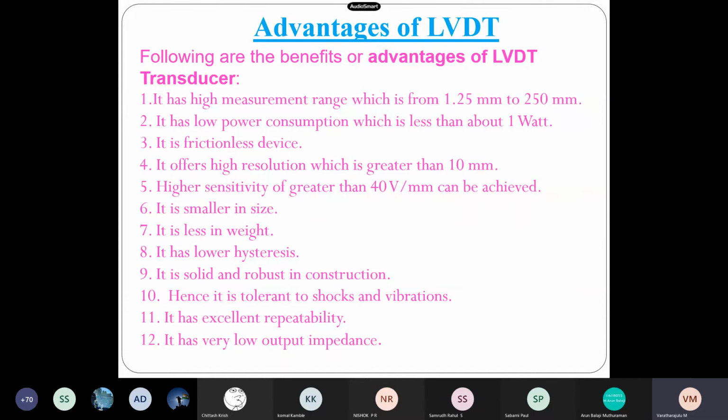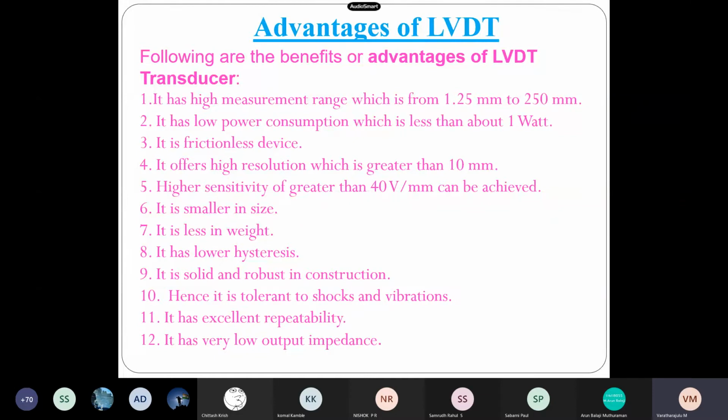And some authors reveal the range is from 0.5 to 40 mm. Therefore, please make a note of these different pieces of information. It has low power consumption, which is less than about 1 watt. It is a frictionless device, and it offers high resolution. It is small in size and weight, and solid and robust in construction.